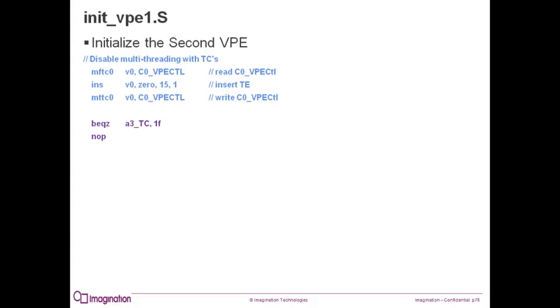The code checks to see if this is TC0. If it is, it branches around the initialization to the end of the function because it has already been done for TC0.